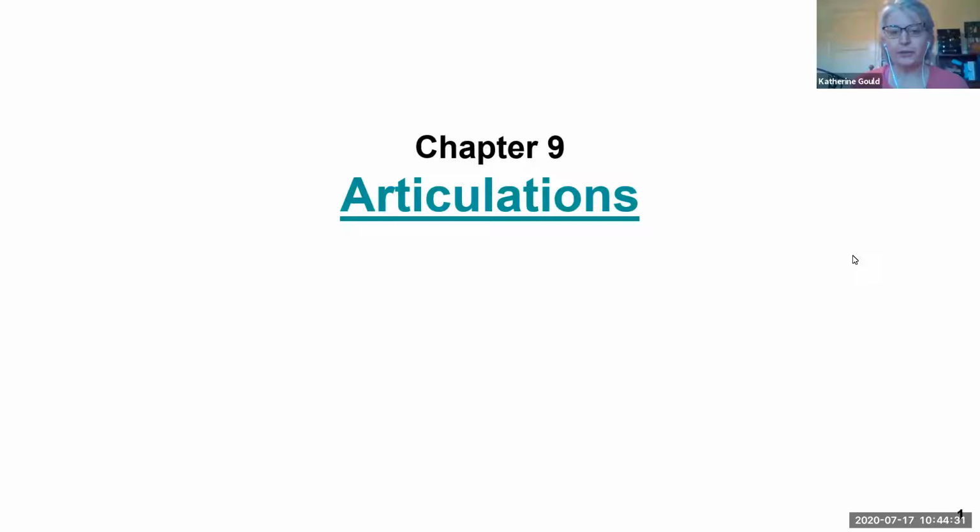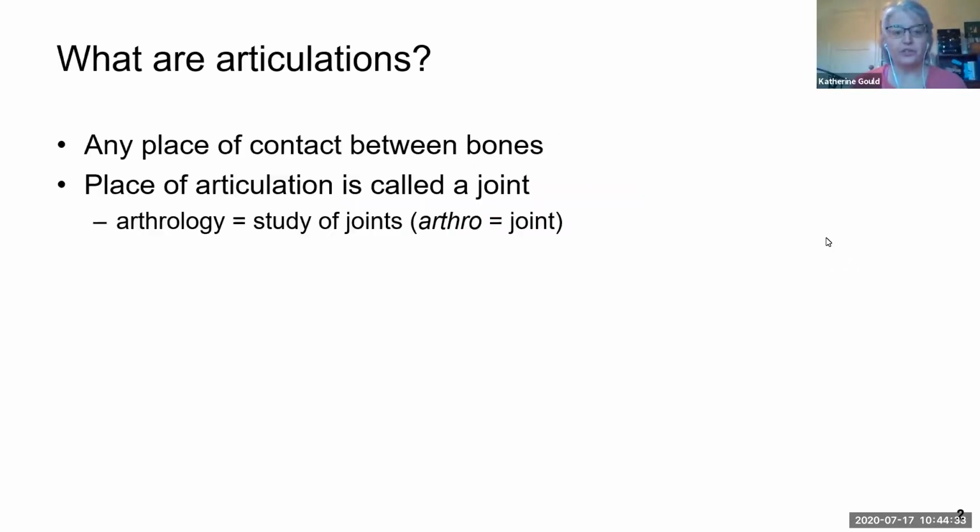We're going to start learning about articulations, which are just any place where two bones come in contact with each other. The things that we think of as joints, obviously those are articulations, but also all of the sutures in the skull, even though they don't move, those are still articulations. So we can call them joints. The technical term is articulation. The study of those is arthrology, because arthro means joint.